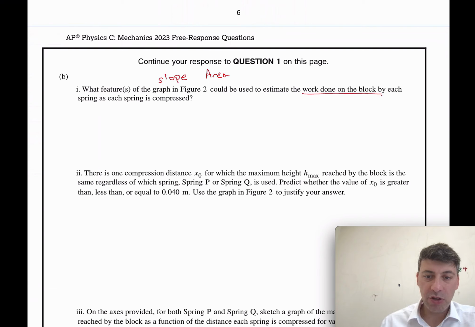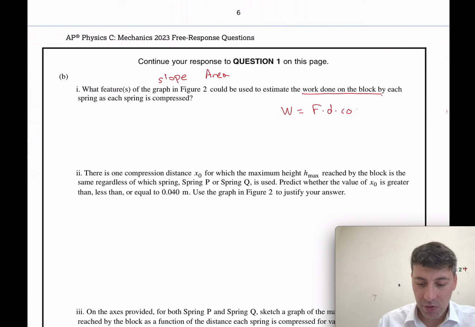Since we're talking here about work, we need to remember the basic rule: if we're talking about a constant force, the work is equal to force multiplied by distance multiplied by the cosine of the angle between the force and the distance. But this rule is only for a constant force.